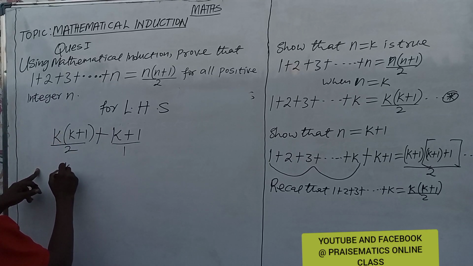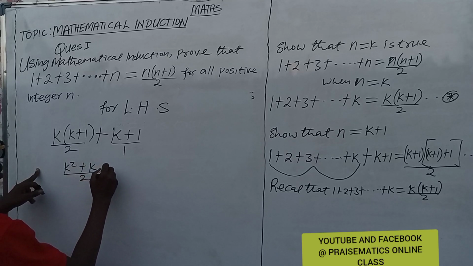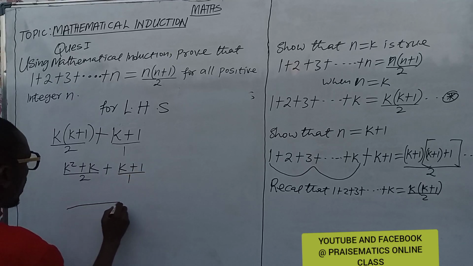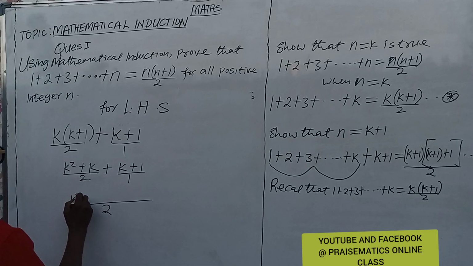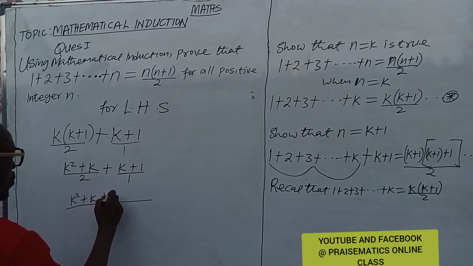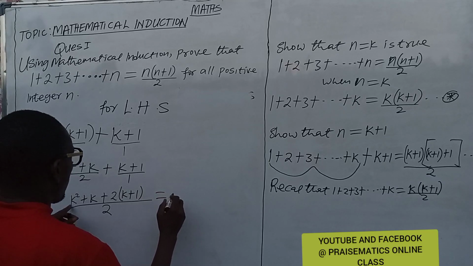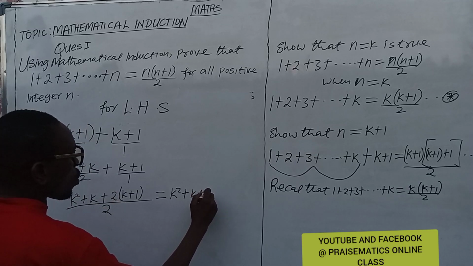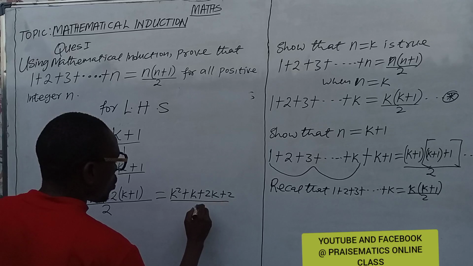Now let's go here. What do we do here? Expand this. We have k squared plus k all over 2 plus k plus 1 all over 1. What is our LCM? LCM is 2. 2 goes into this, which is now k squared plus k, plus 2 goes into this, which is now 2 into k plus 1. Close it. Finally, what do we have? We have k squared plus k, 2 times k plus 2k, 2 times 1 plus 2, all over 2.